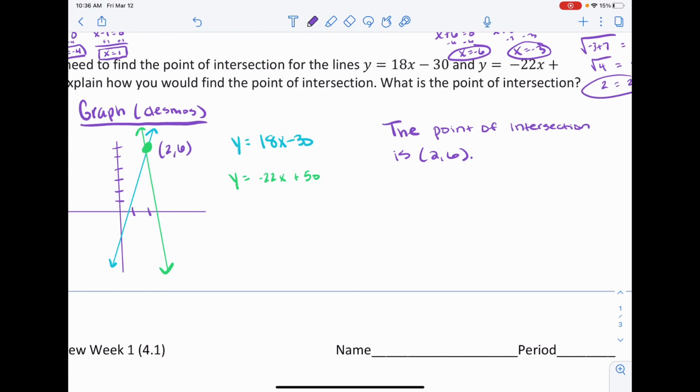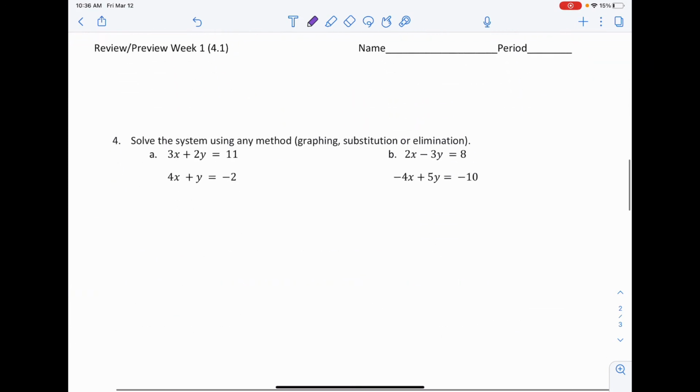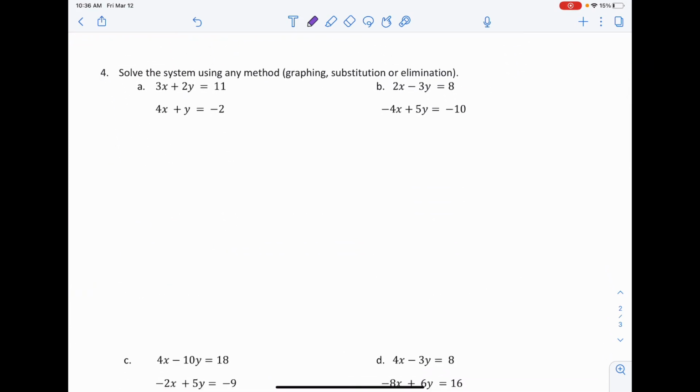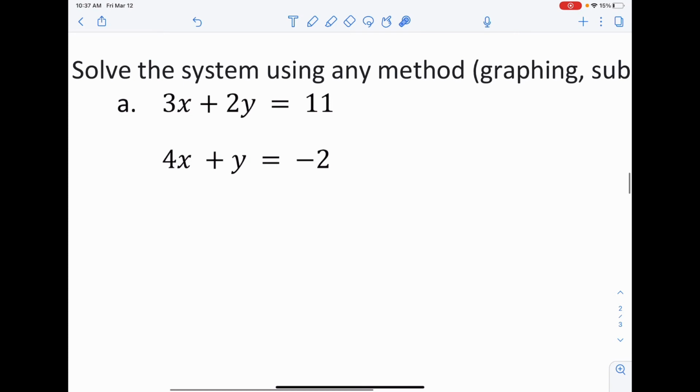Okay, and then our next questions are asking us to solve the system using any method: graphing, substitution, or elimination. So I'll do one with substitution, maybe a couple with elimination, and then one graphing, okay? So let's start with this one, and let's do the substitution method. So I'm just going to write that here for you.